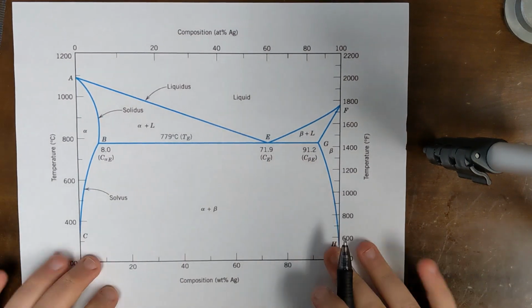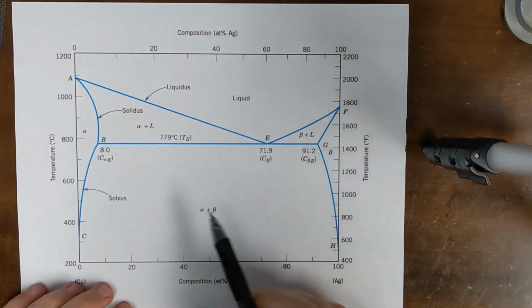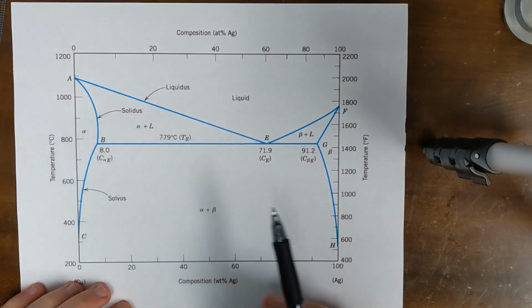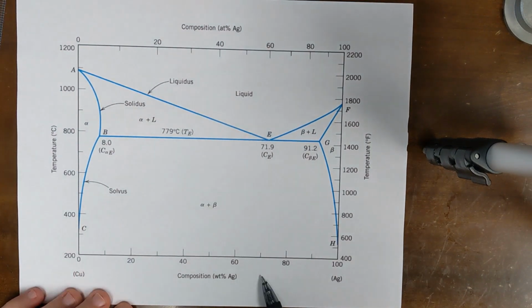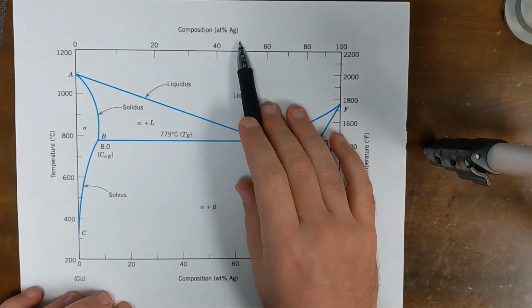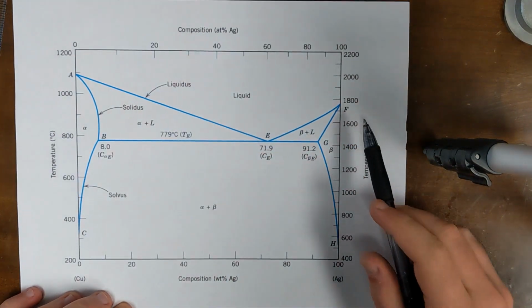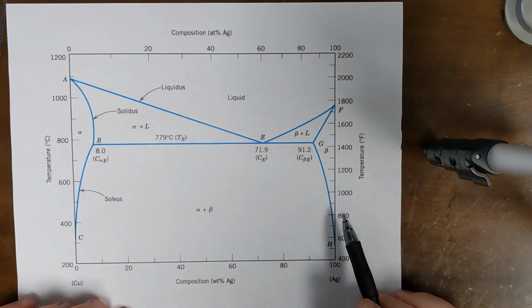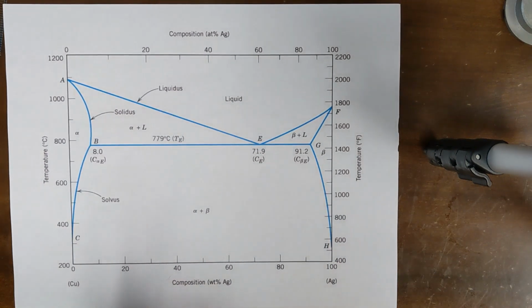So this is our good friend, the copper-silver phase diagram, right? We have temperature on the y-axis. We have composition in weight percent silver on the x-axis. We also have atomic percent silver on the upper x-axis. And they also give us Fahrenheit on the y-axis if you're feeling crazy and want to deal with Fahrenheit.